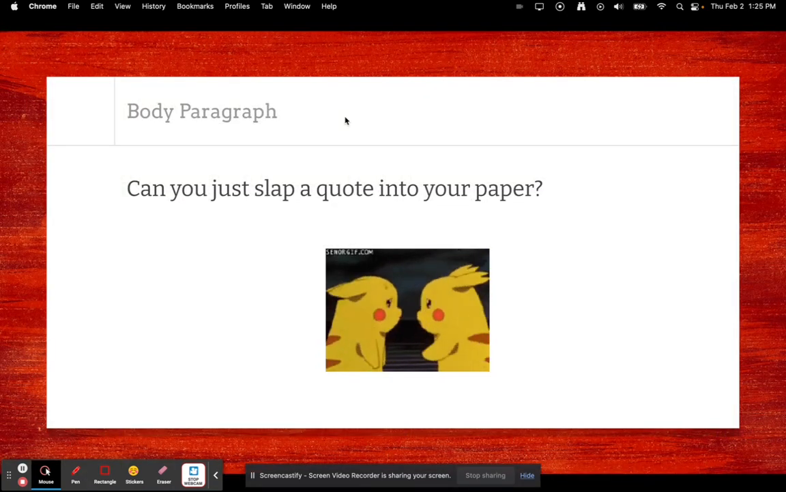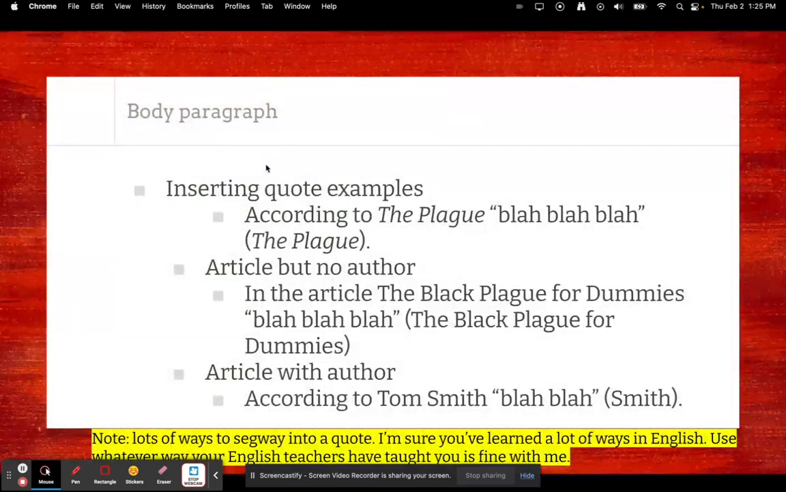Can you just slap a quote into your paper? No. You have to insert a quote, so you have something to lead up to that quote. For example, if you're going to quote something from the plague, which like 99% of you probably are, it is: according to the plague, and then you do the quotation mark, whatever your quote is, quotation mark, parenthesis, the plague, make sure it's italicized, parenthesis, and the period goes outside that parenthesis mark, okay?